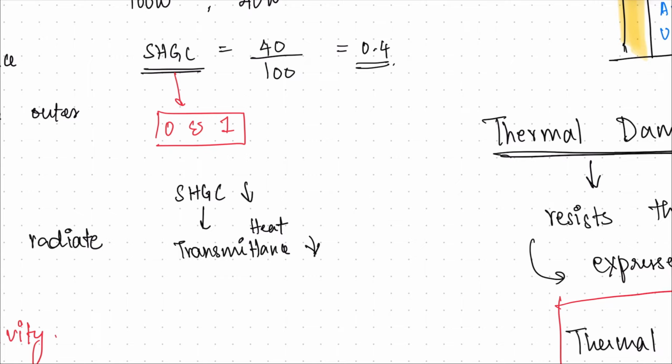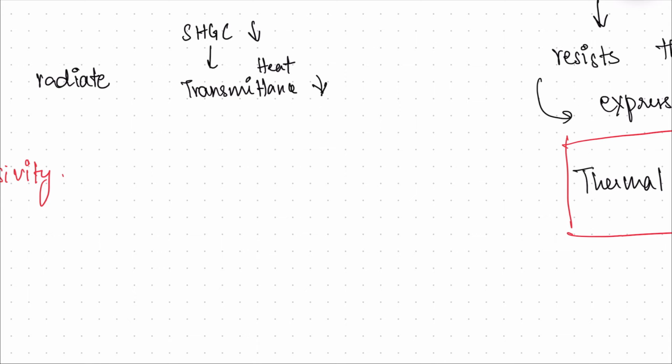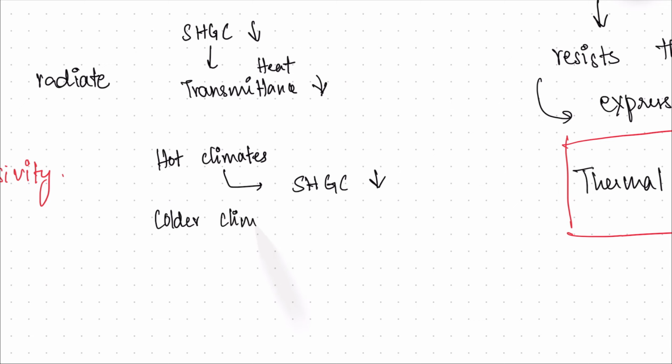In colder climates, you would need something which has a higher solar heat gain coefficient. So in hot climates, you would need the solar heat gain coefficient to be less, and in colder climates you would need your solar heat gain coefficient to be more. So this is about thermal conduct quantities and terms related to it.